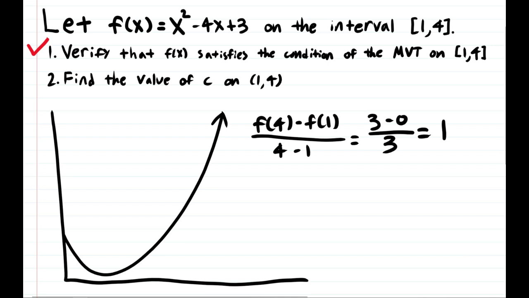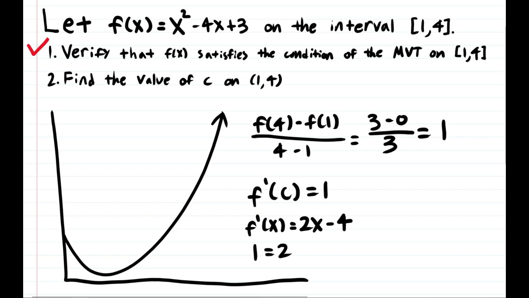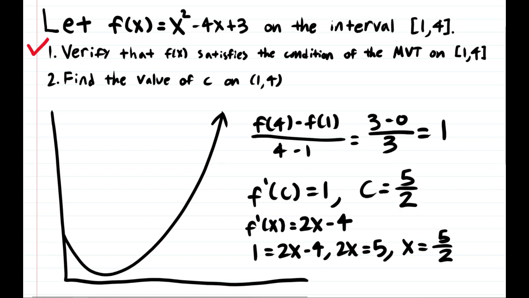So now we need to find a value c so that the derivative of f of x evaluated at c is equal to 1. Well, what is the derivative of our function? f prime of x is equal to 2x minus 4. So now, if we set f prime of x equal to 1, we get 1 is equal to 2x minus 4, or 2x is equal to 5, or we get our final answer of x equals 5 over 2, which means that c is equal to 5 over 2, and that is our final answer for c.